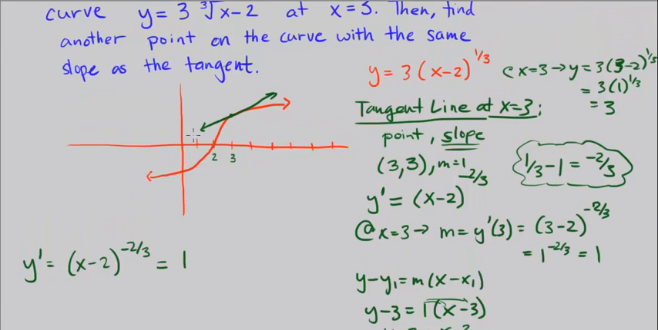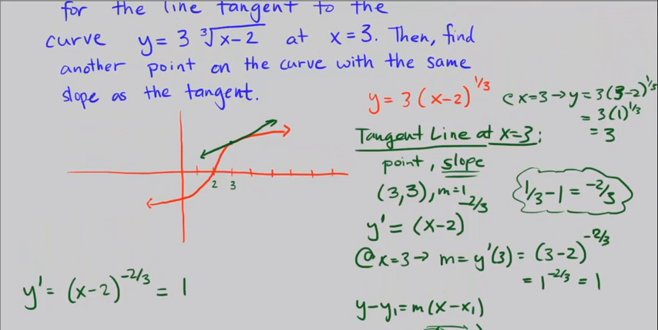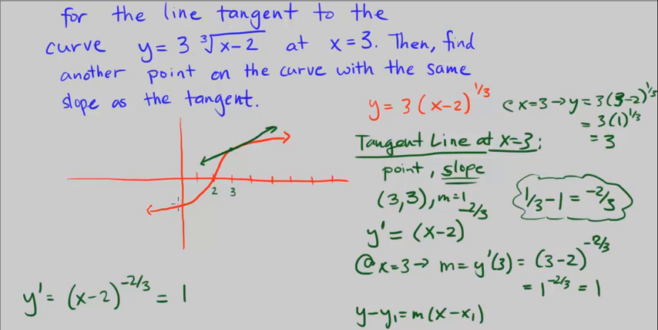Another quick way to do it is to notice, what do you notice about our curve? Y is equal to 3 times the cube root of x minus 2, right? So when we graphed it, it looks like this, right? Well, if you notice that there is some symmetry, we shifted it to the right by 2, so there's symmetry right here. It's odd, right?